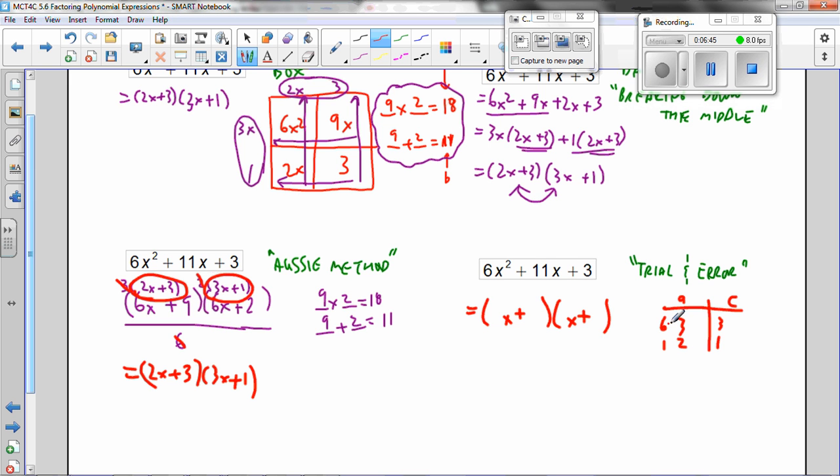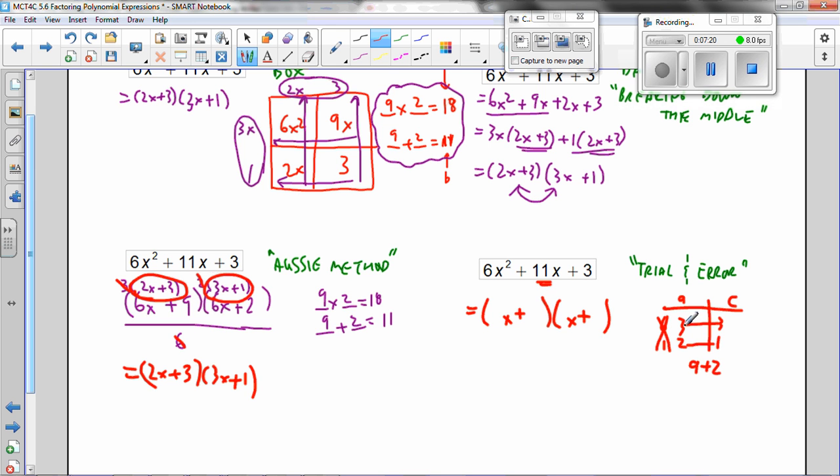So for instance, this would be 18 and 1 is 19. That doesn't work. I'm going to go back. Well, that didn't work. What about this? Go across this way. Maybe 6 times 1 and 1 times 3. Well, that's 9. That doesn't work. And so I'm done with that one. 6 didn't work. I went through all my combinations. And here, there's 9 and 2. Well, that's going to work, right? 9 and 2 is 11. That's going to work. So I'm looking for a combination that gives me that middle term, 11.